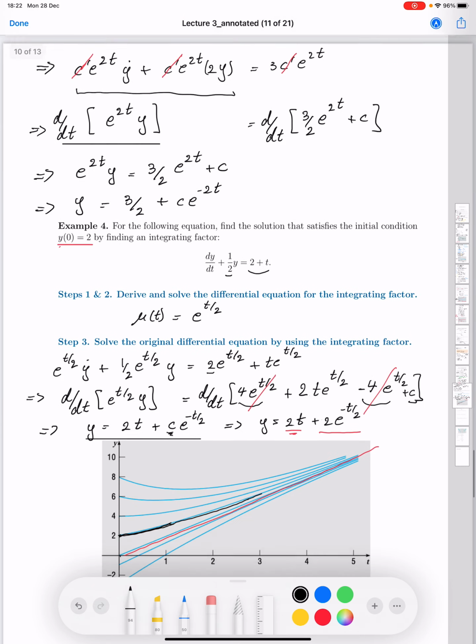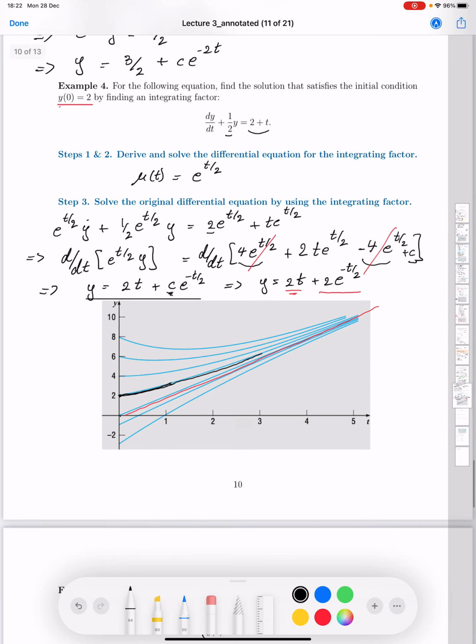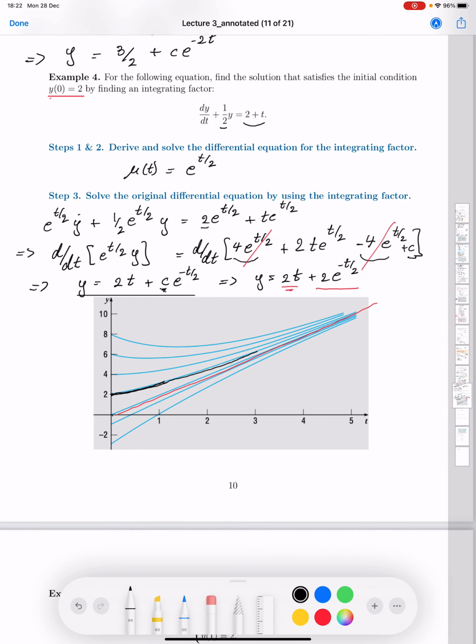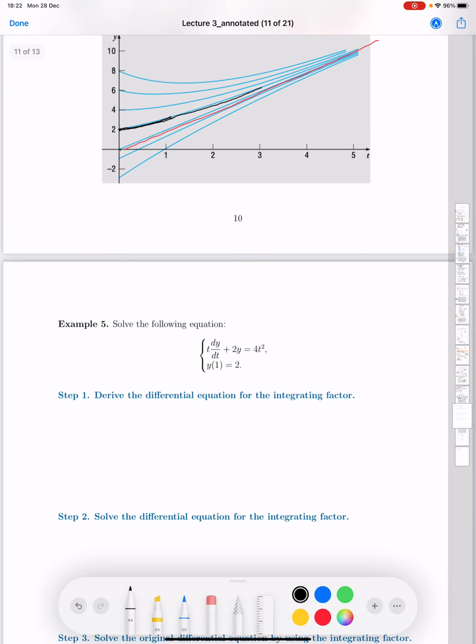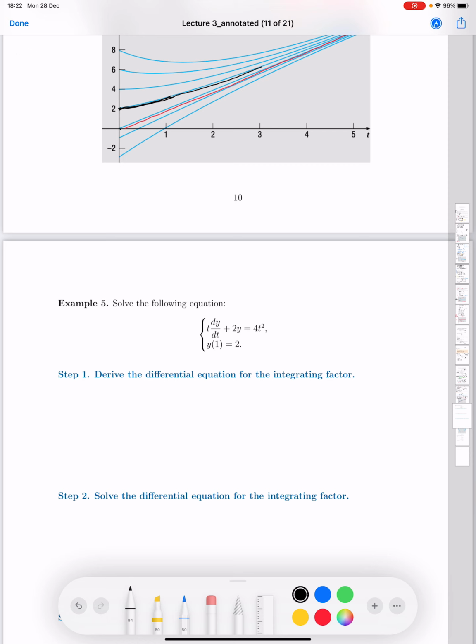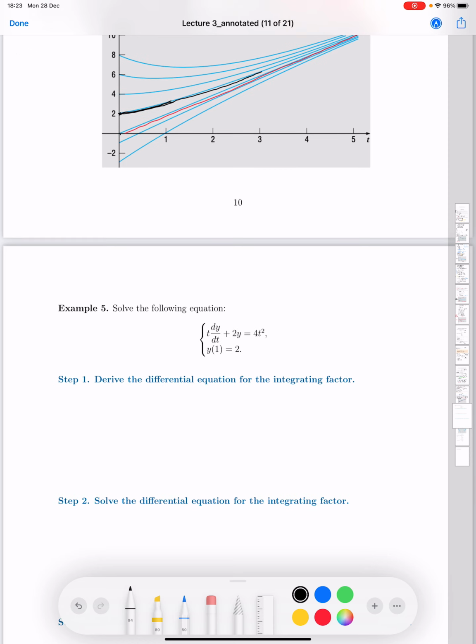So far we learned how to deal with this first order linear differential equation when this second term was non-constant. Now, what if this one is also non-constant? And here is the example. It's t times y dot plus 2 times y equal to 4t squared, and then you also have the initial condition. Great. So how should we solve this?